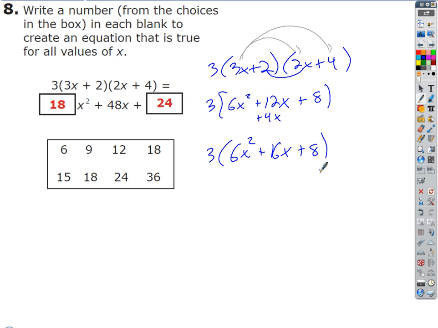And if I distribute the 3 all the way through, what do we get? 18x squared, good. Plus 3 times 16 is 48x, plus 3 times 8 is 24. So we were just filling in those blanks, right? That's all we wanted, was that and that. Okay, make sense?